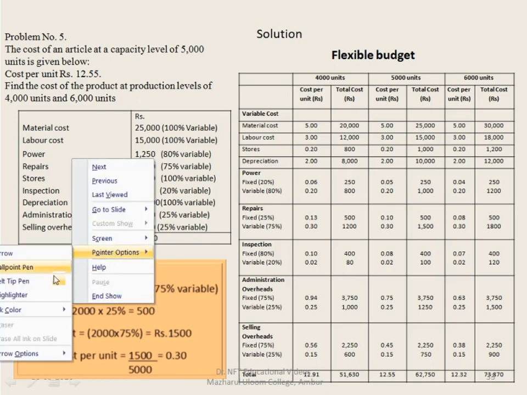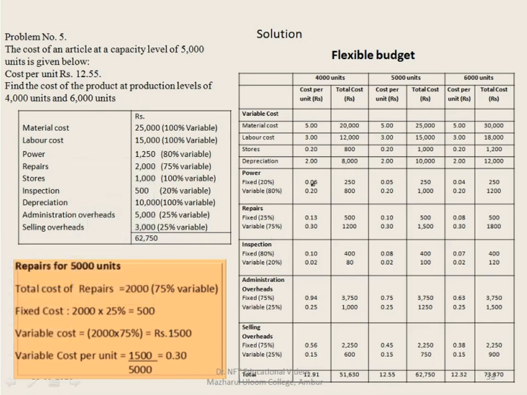As in the previous step, here also in case of repairs, write total fixed cost 500, 500 and 500. It is common to total. And 500 divided by units will give you cost per unit. 500 divided by 6,000 will give you cost per unit. 500 divided by 5,000 is 0.10 and 500 divided by 4,000 is 0.13.